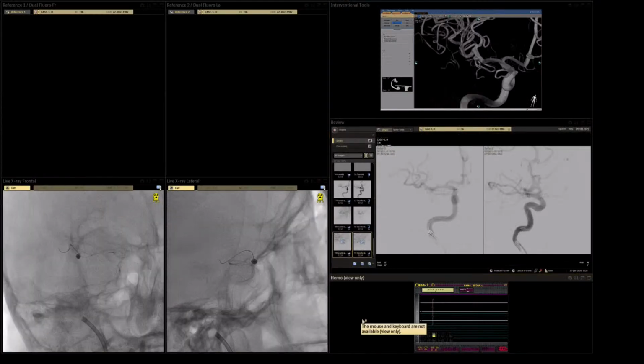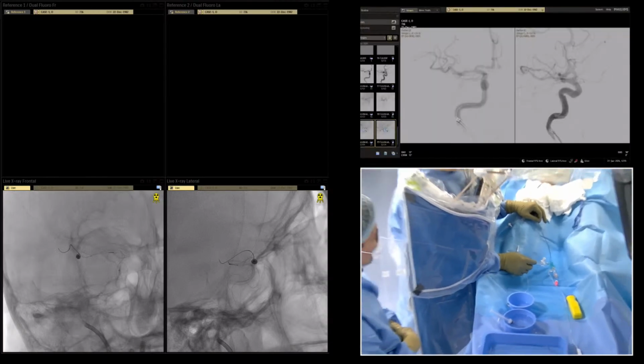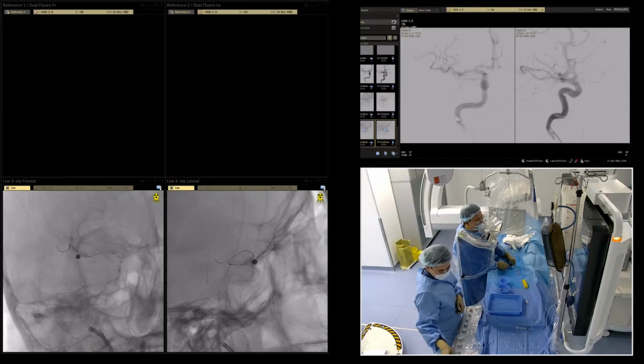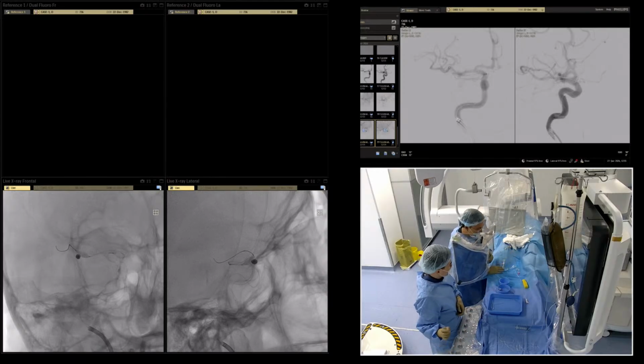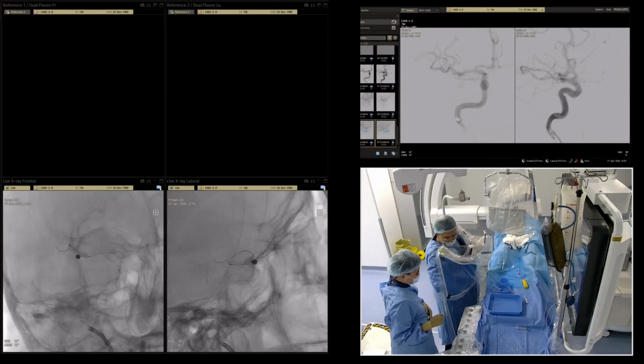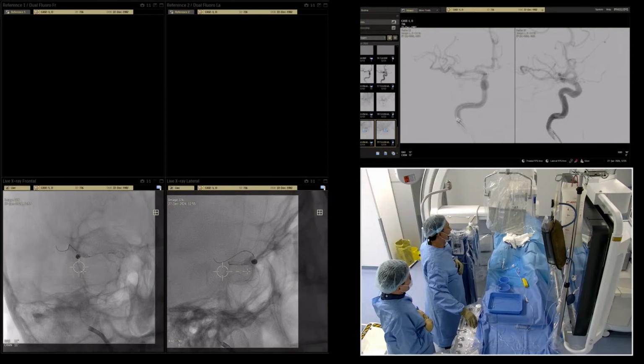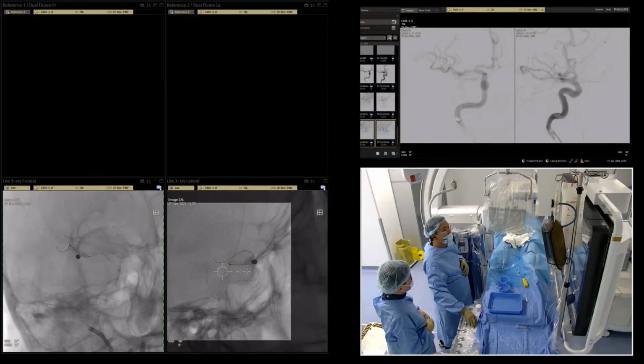Okay, I'm not sure, that's why I would prefer to... okay, let's inflate it a little bit longer. And let's check the CT.